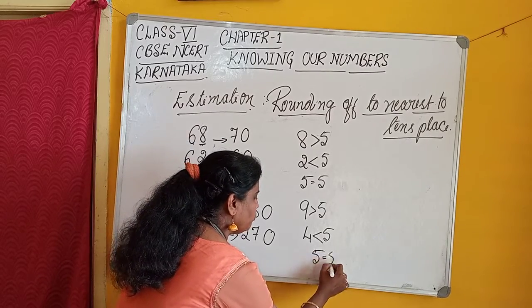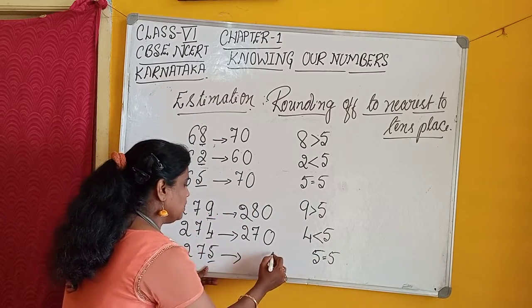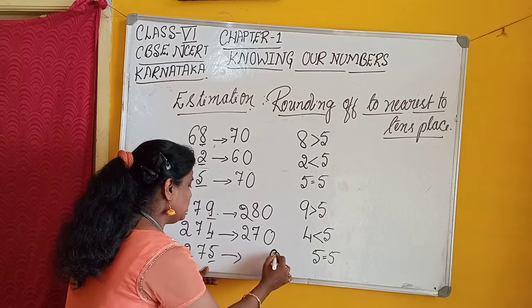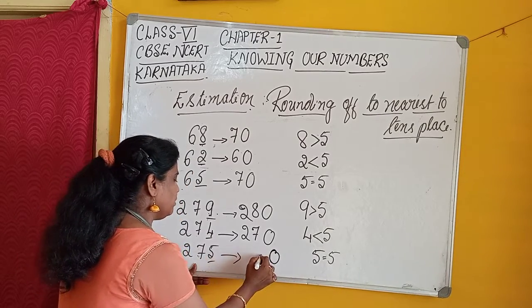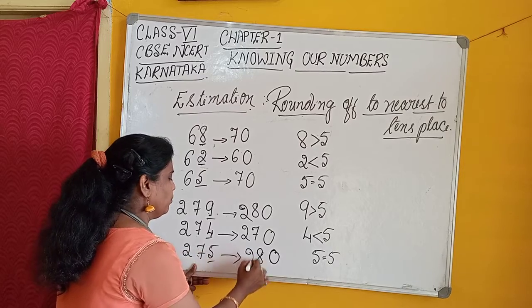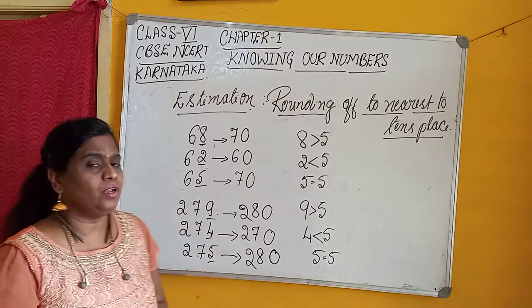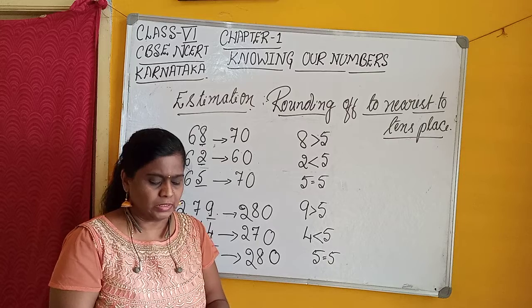5 is equal to 5. Therefore, 0 is written here and the 7 is increased by 1, that is 8, and 2. In this way, we can round off the numbers nearest to tens place.